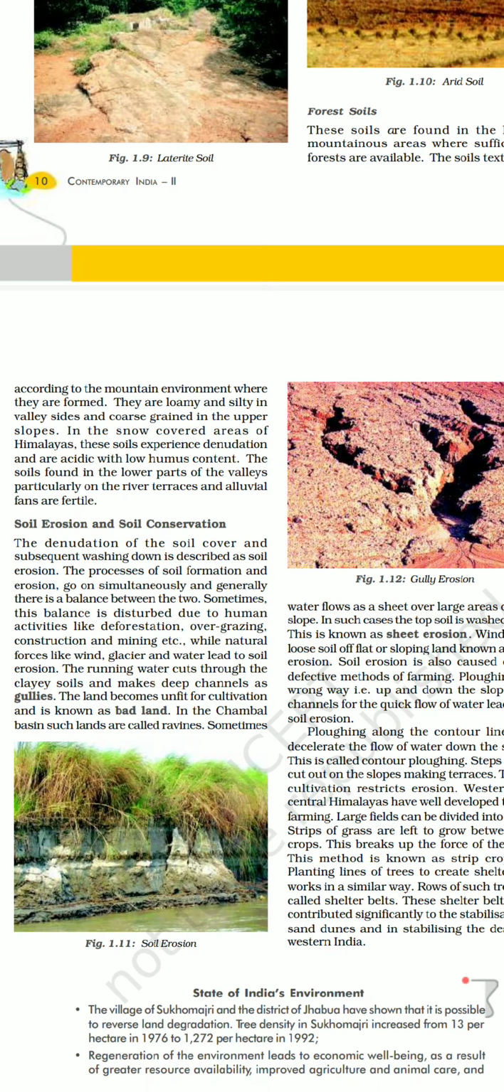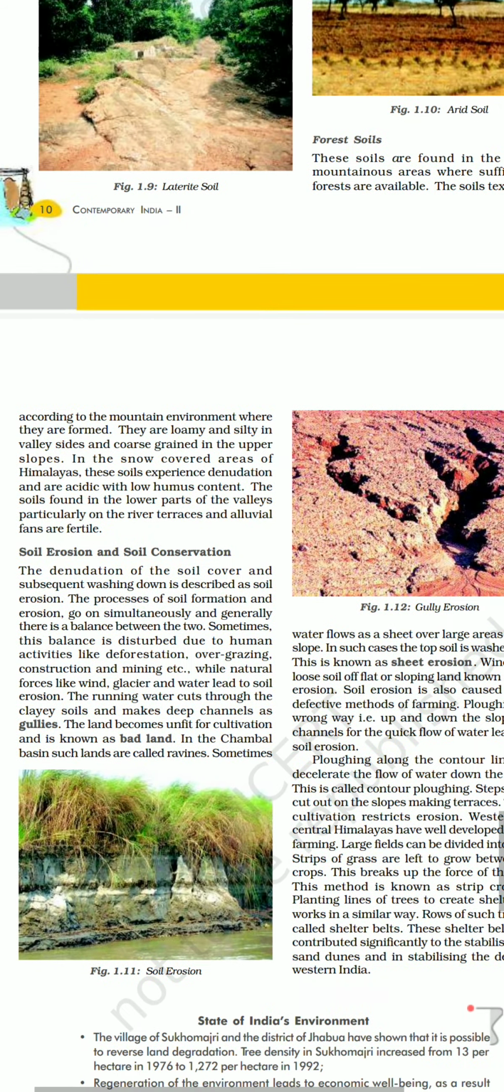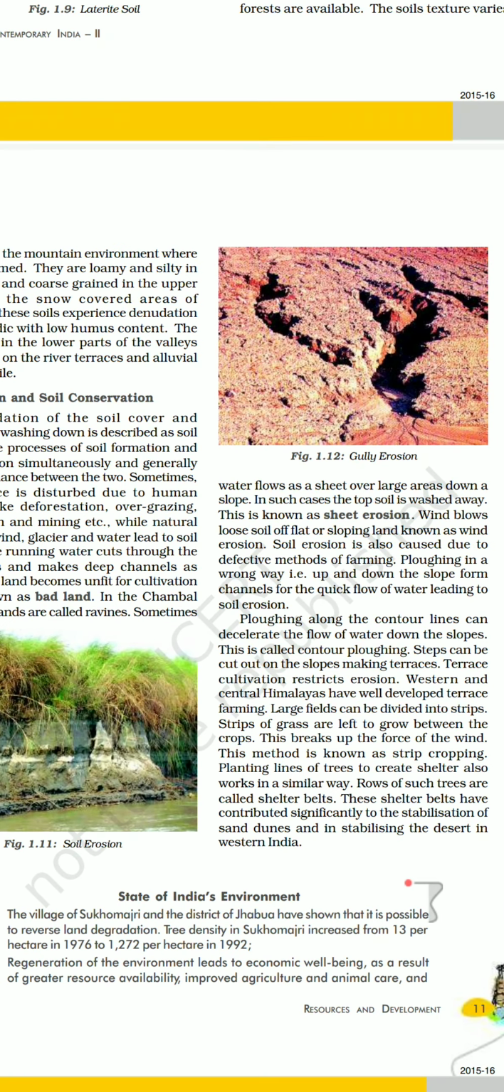Now, the last topic is the different ways for soil conservation. The first is contour ploughing. I already explained what you mean by contour ploughing. So, contour ploughing, terrace cultivation, strip cropping and shelter beds. These are the different ways by which we can prevent soil erosion, or the different ways for soil conservation. So, by this we completed the summary of the chapter Resources and Development.